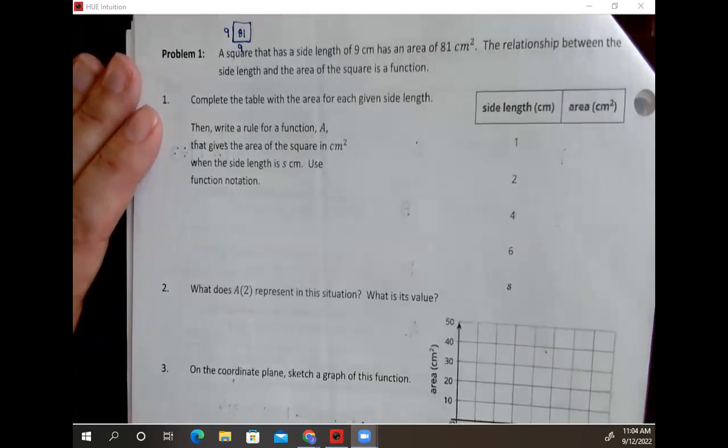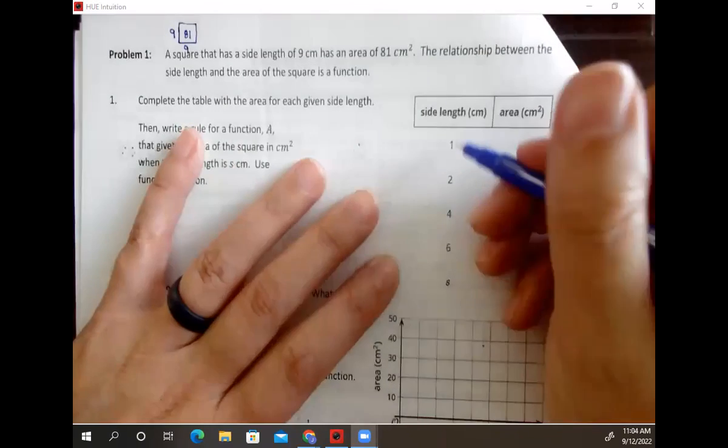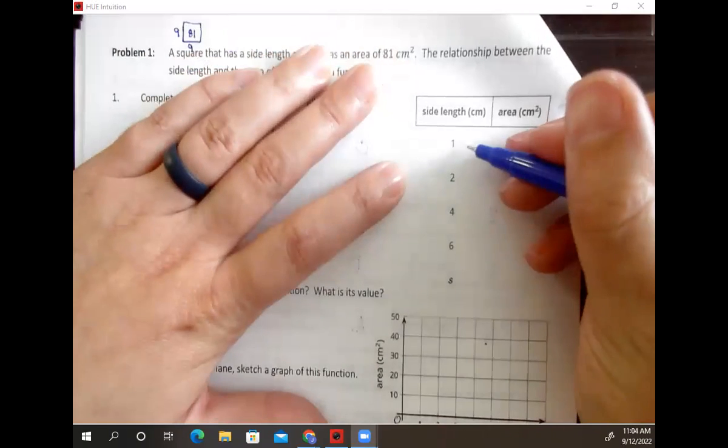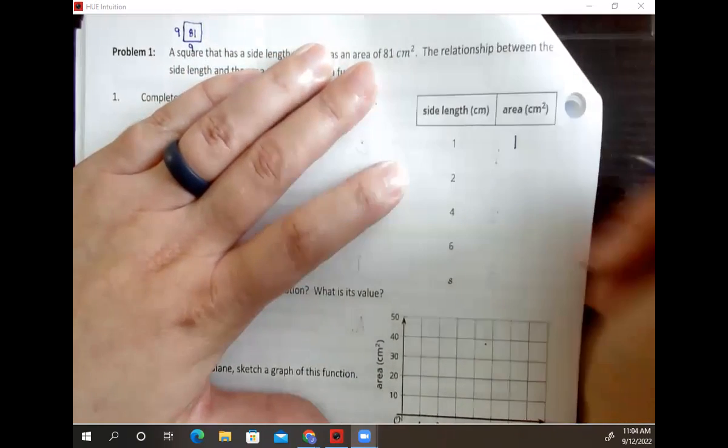The relationship between the side length and the area of the square is a function. Complete the table with the area for each given side length. So let's start over here. We've got a bunch of examples that we're going to talk about. So let's say my side length is 1. What would be the area of that square if the sides are 1? 1, right? 1 times 1 is just 1.